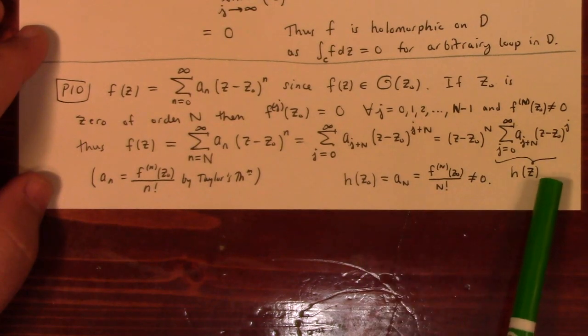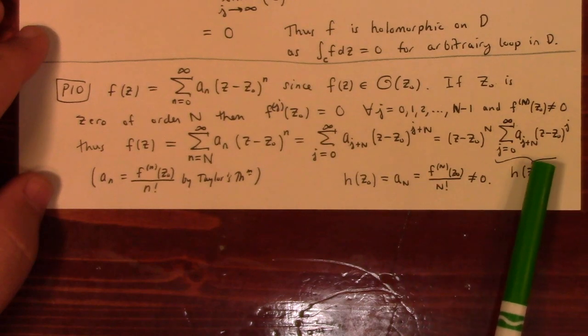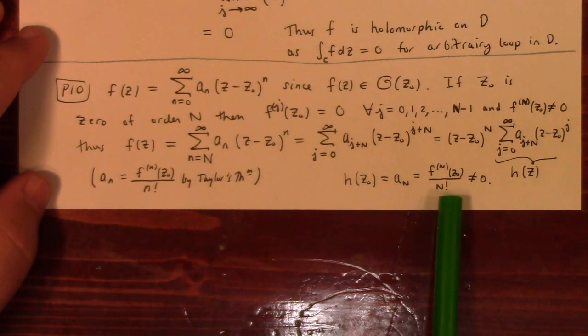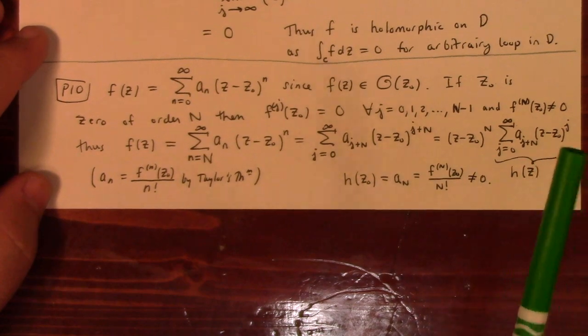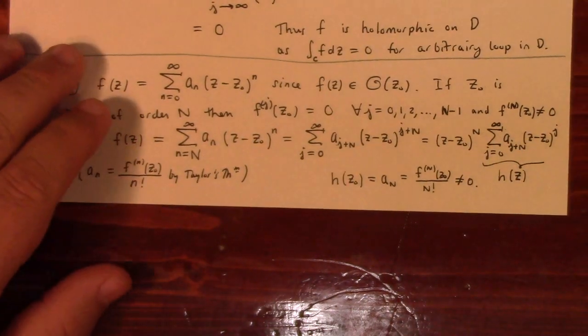And also it has h of z naught equal to 0, because h of z naught is a sub big N, which is, by the way, the big nth derivative at z naught of the original function divided by n factorial. That's Taylor's theorem. And that's non-zero because you were given that it's a 0 of order n. So sorry this is a little bit cramped in here, but I hope that gives you the sense of how you would have done that one.